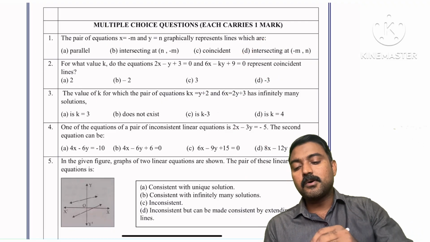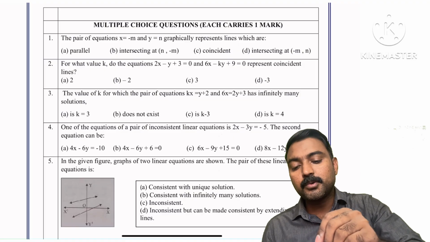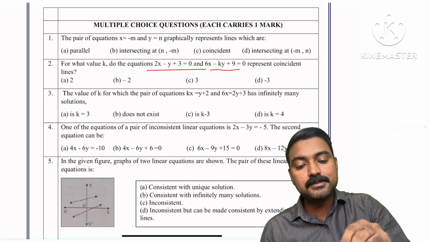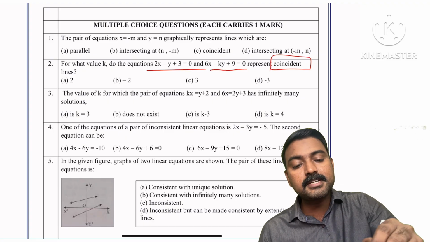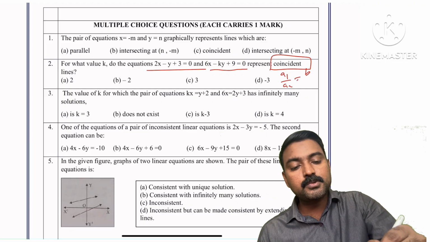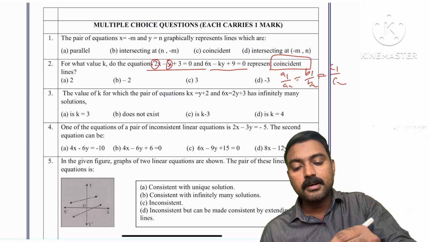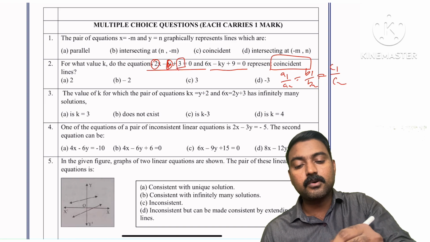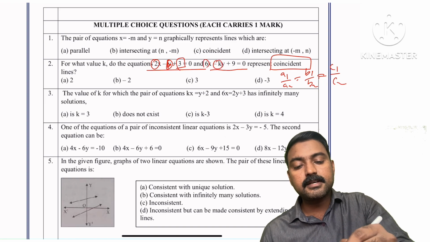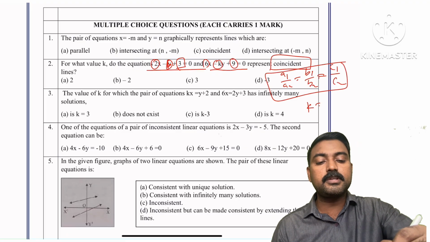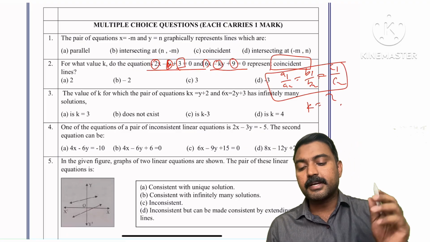Okay. So another question: for what value of k do the equations 2x minus y plus 3 is equal to 0 and 6x minus ky plus 9 represent coincident lines? Coincident means a1 by a2 is equal to b1 by b2 is equal to c1 by c2. Here a1 is 2, b1 is minus 1, the coefficient of y, and c1 is 3, and 6 is there, minus k is there and 9 is there. So these values can be inserted here and we can solve it, then we will get the value of k.